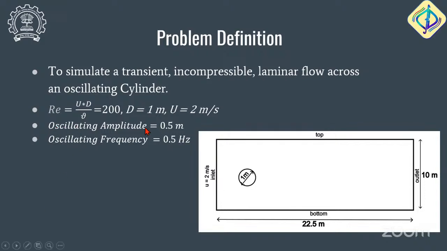We can also represent this amplitude and frequency in terms of non-dimensional values, like the reduced frequency and the non-dimensional amplitude as well. In papers and literature, we will find mostly the reduced frequency and non-dimensional amplitude H. But for our simplicity, I have used these dimensional parameters in these slides and in the cases also. You can see the boundaries. We have the inlet, the outlet, top and bottom, and front and back is empty because we are doing a 2D simulation. And the velocity at the inlet is 2 meters per second.